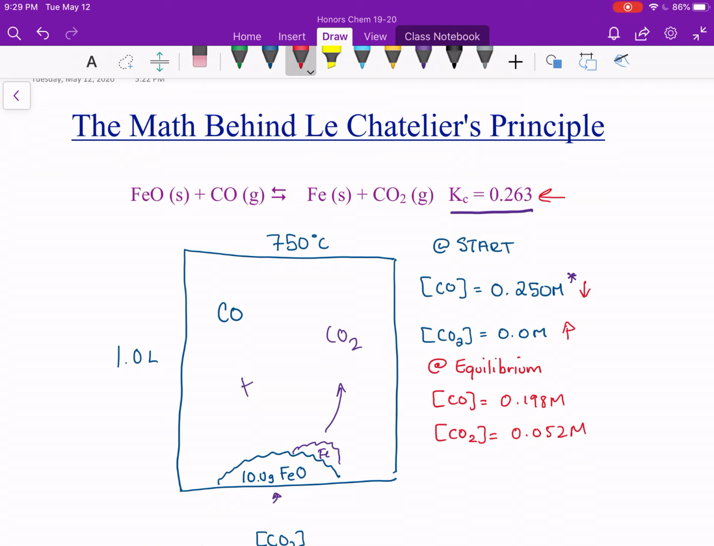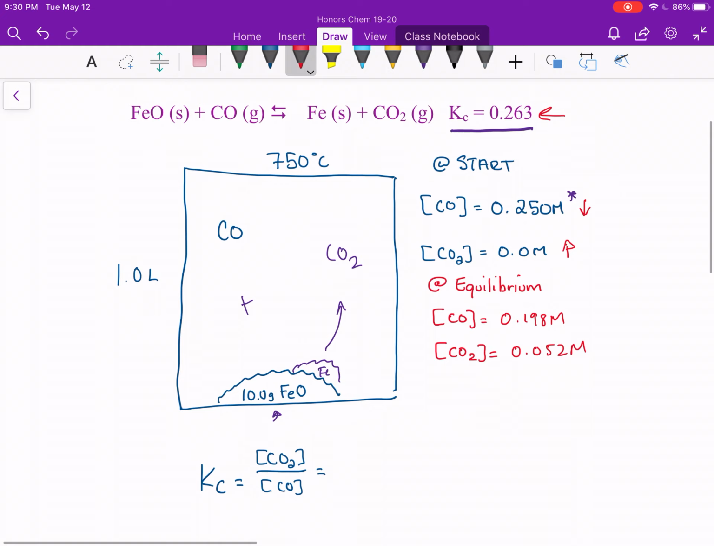If we had more time and we were in the classroom, we would actually learn how to calculate what these concentrations would be at equilibrium. But since we don't have time, we'll save that for next year if you take AP Chemistry. Now, when we hit equilibrium, we're going to have that. If we take the concentration of CO2, 0.052, and divide it by the concentration of CO, 0.198, we're going to get that 0.263, because again, K is just a ratio of those concentrations. Easy enough.